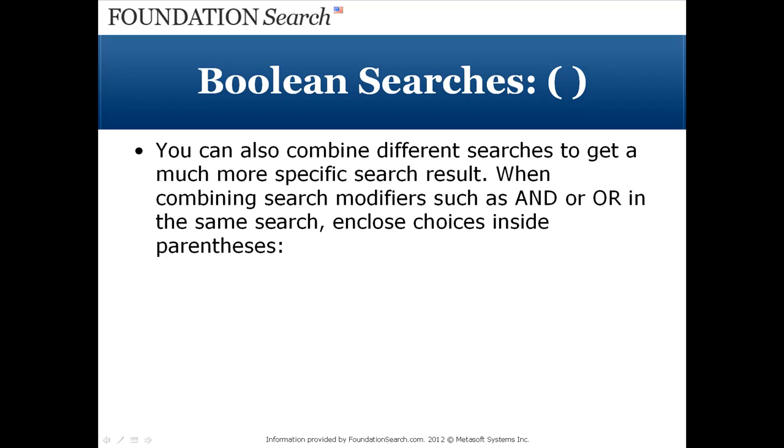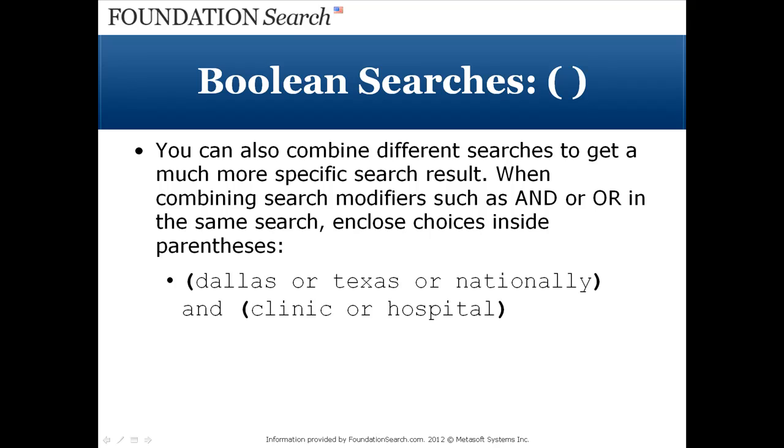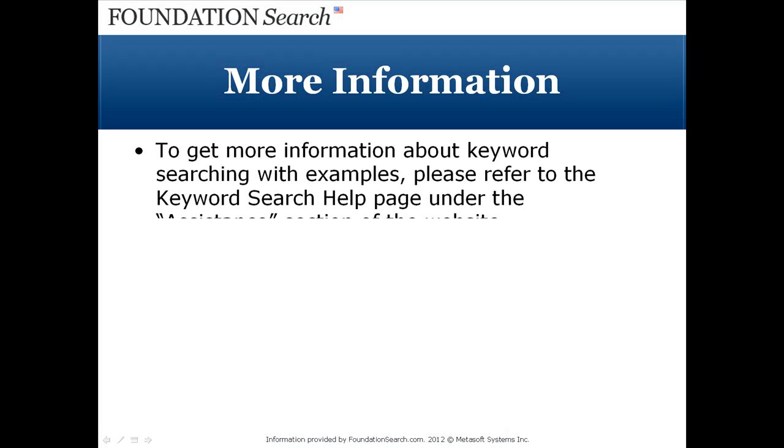You can also combine different searches to get a much more specific search result. When combining search modifiers such as and or in the same search, enclose choices inside parentheses. Dallas or Texas or nationally, and clinic or hospital. To get more information about keyword searching with examples, please refer to the Keyword Search Help page under the Assistance section of the website.